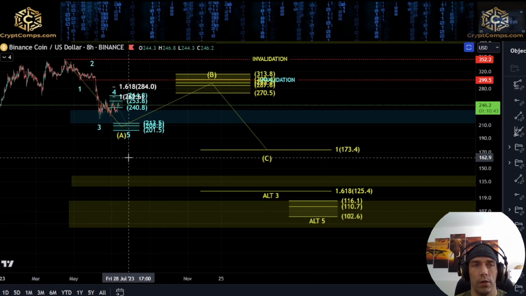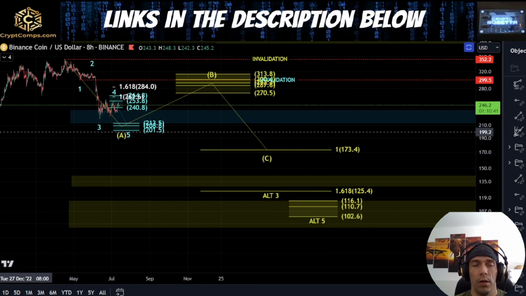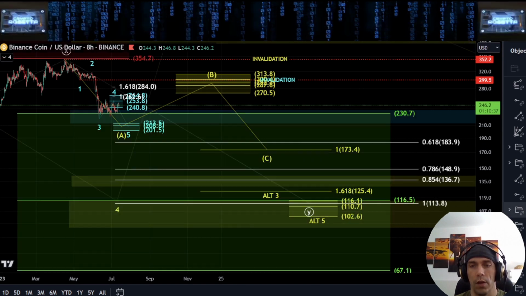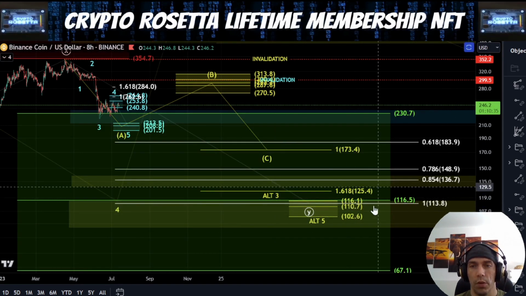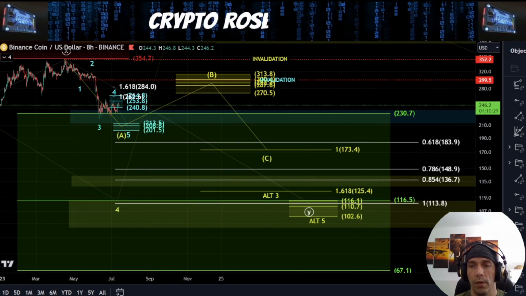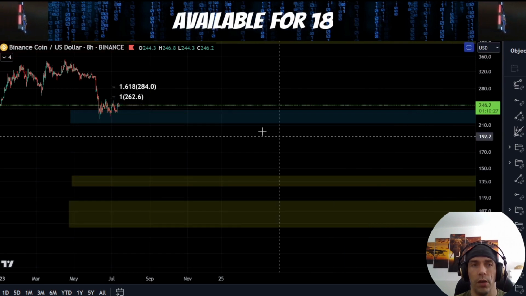And instead of looking at this as a WXY, I would be then looking at this as an A, a B, and then having this as a C wave to the downside. Once again, this would be looking to bring us into this 1-to-1 level here and this 116.5. So going to be keeping an eye on this if we are looking at that downside potential here.